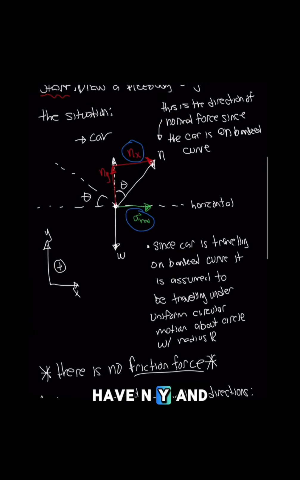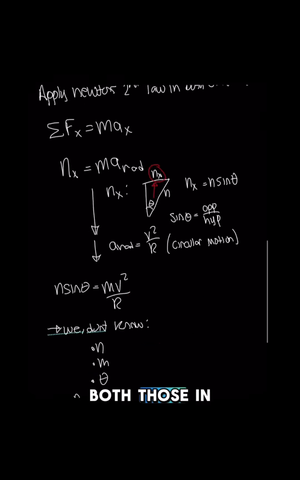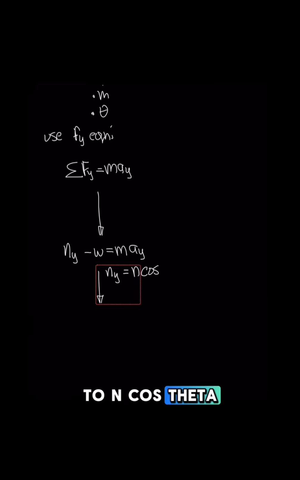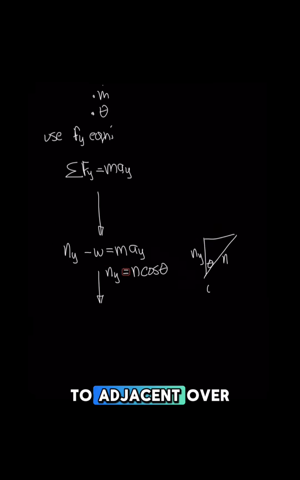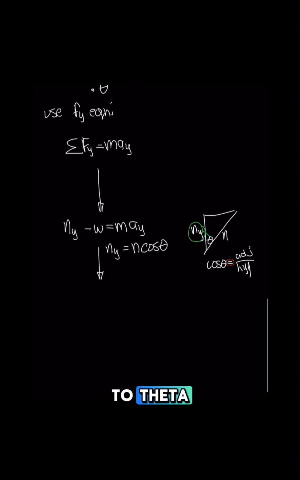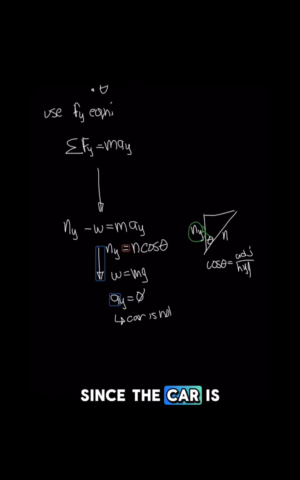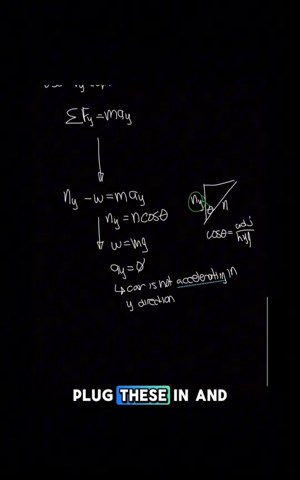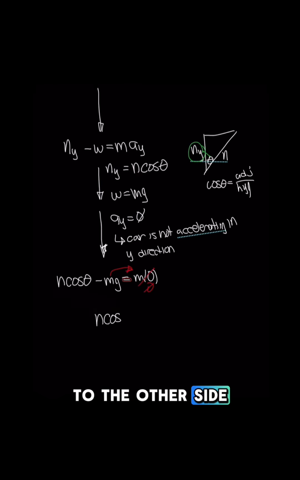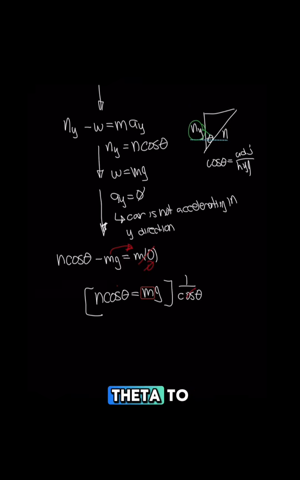We have Ny and weight force, so we can plug both those in. You can note that Ny is equal to N cos theta because of trig. Cos theta is equal to adjacent over hypotenuse. Ny is adjacent to theta. Weight is equal to mass times gravity, and then the acceleration in y is going to be equal to 0 since the car is not accelerating in the y direction. Plug these in, and then we can bring mg to the other side, multiply both sides by 1 over cos theta to isolate for the normal.